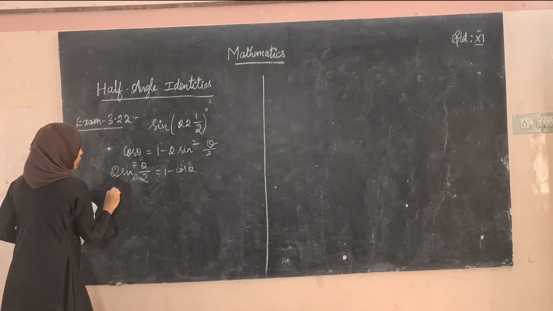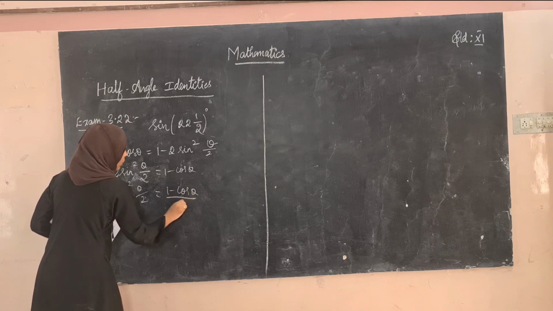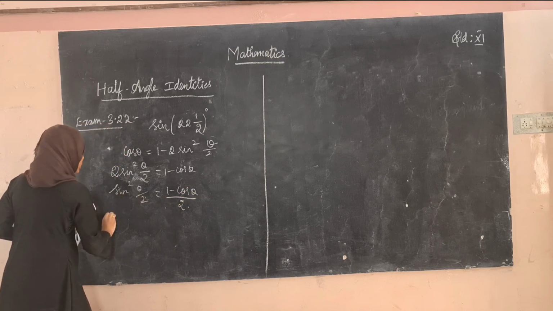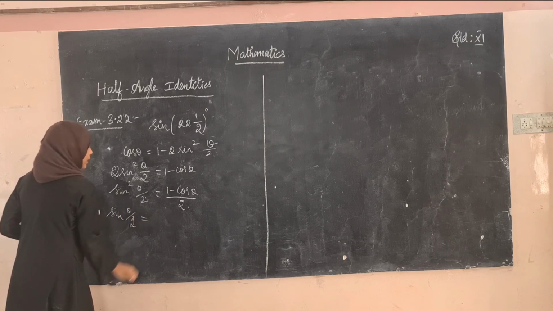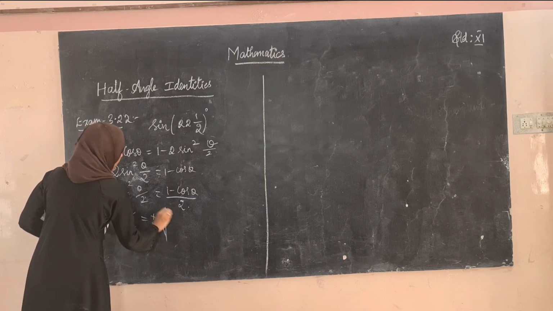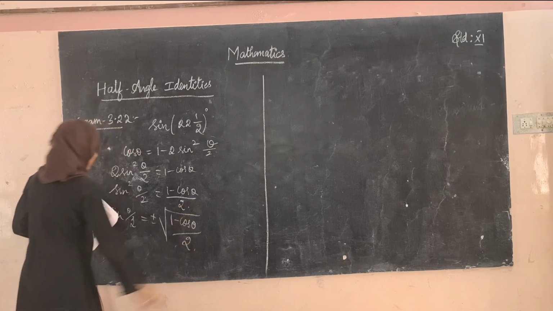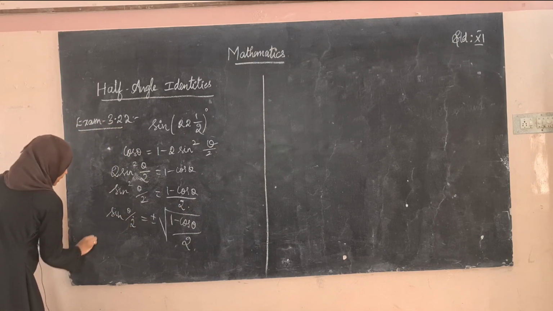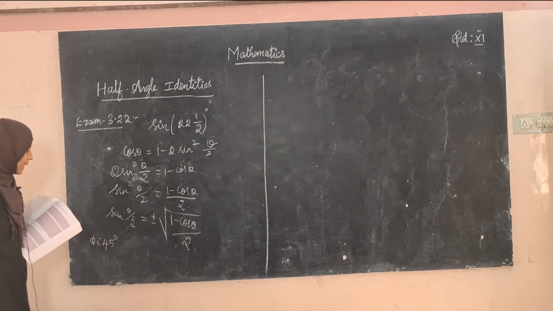Bring this 2 to the other side. So we will get sin square theta divided by 2 is equal to 1 minus cos theta the whole divided by 2. And here we are having a square. So taking square root on both sides you will get sin theta divided by 2 is equal to plus or minus square root of 1 minus cos theta divided by 2. Okay, so now let us take theta as 45 degree.